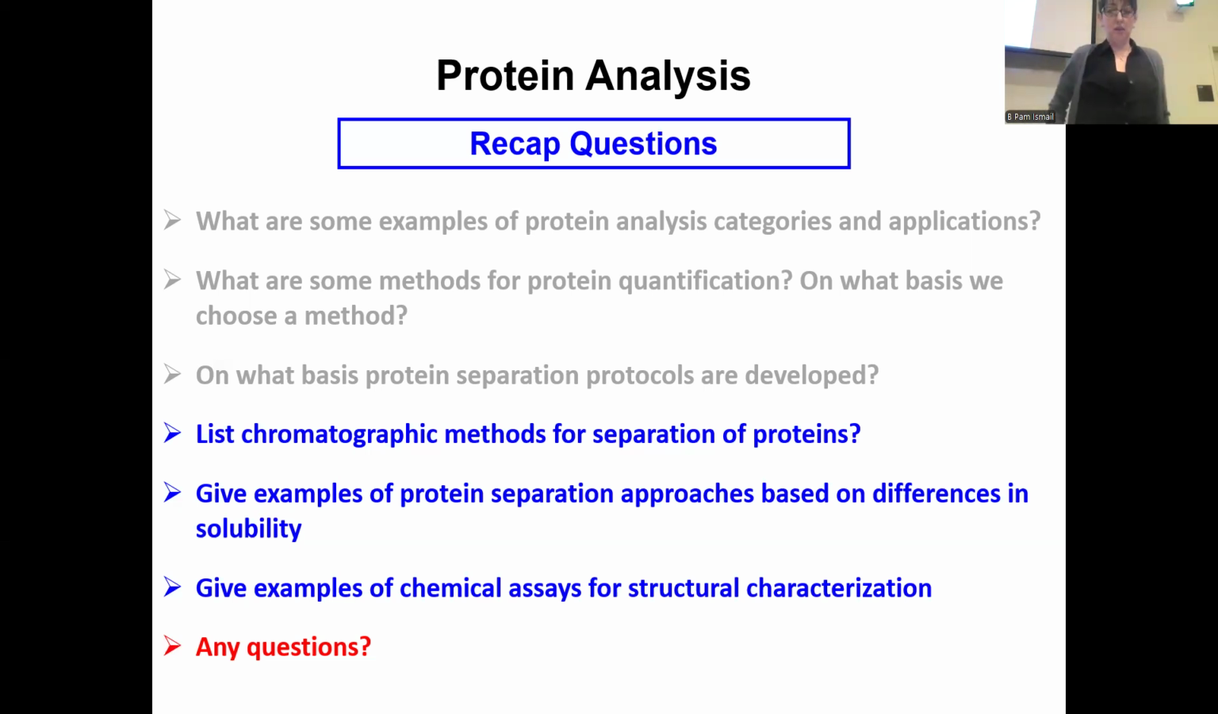Structural characterization. What do you remember of some assays that are very common for structural characterization?